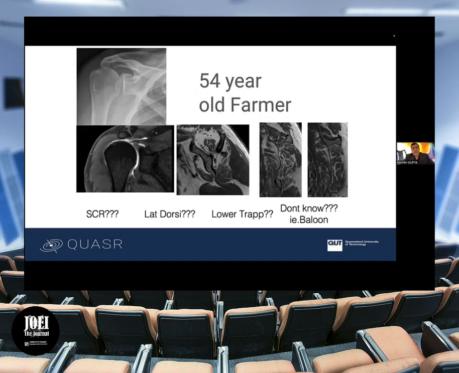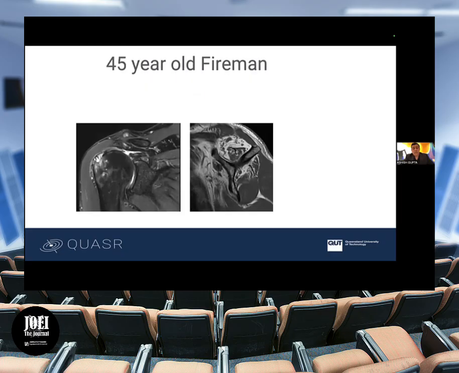So there's a case like this. We have a 54-year-old guy. He's a farmer. He's a heavy manual worker. What do we do for him? Do we SCR this? Do we do a tendon transfer? Do we do a balloon? Do we do a patch? The jury is really out there.